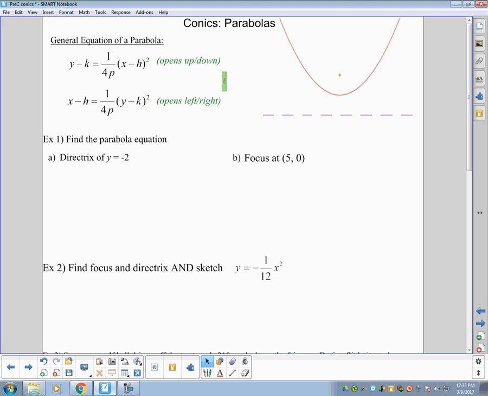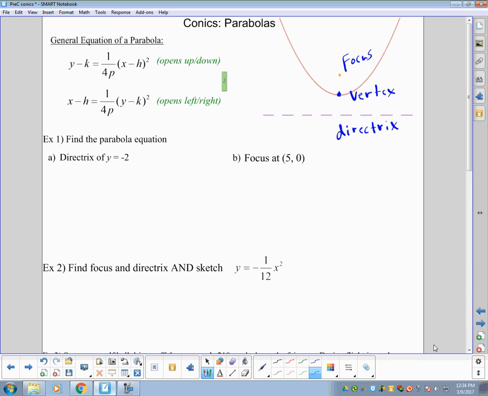So let me give you a couple of terms here, and then I'll give you the definition of a parabola. This is called the focus right here. This is called the directrix. The focus is a point. The directrix is a line that directs the parabola away from it. The vertex of the parabola would be right here. That's our vertex.